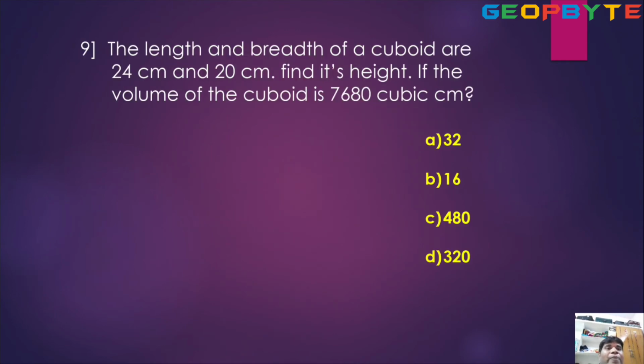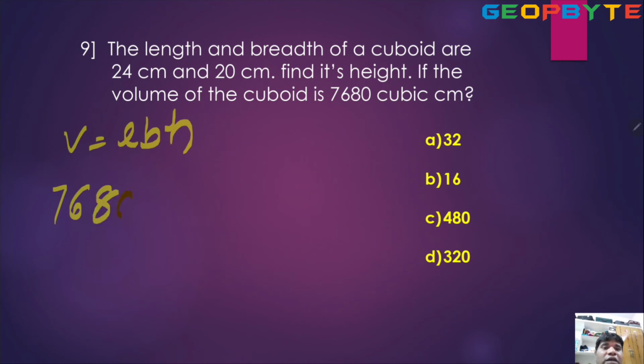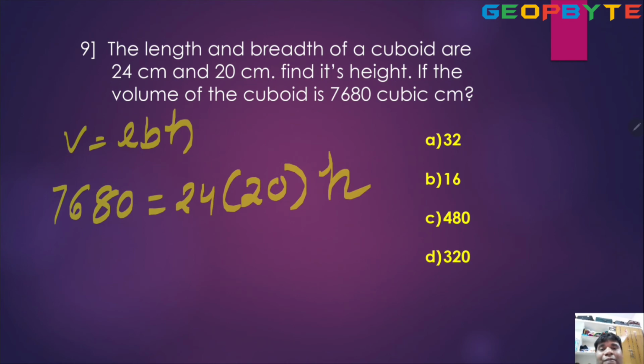Next. The length and breadth of a cuboid are 24 and 20. Find its height, if the volume of the cuboid is 7680. So volume is LBH. What is the volume given? 7680. Length 24. Breadth 20. Height we don't know.